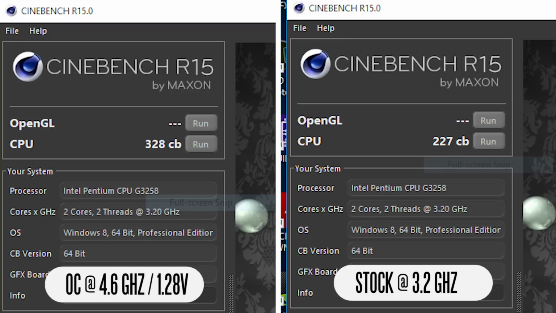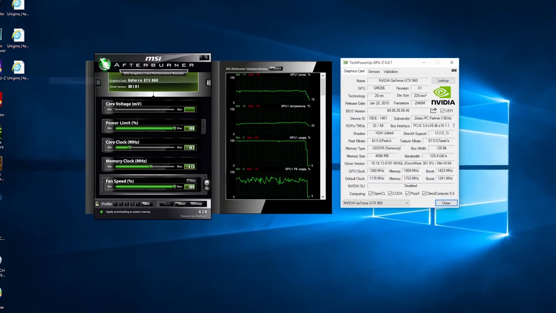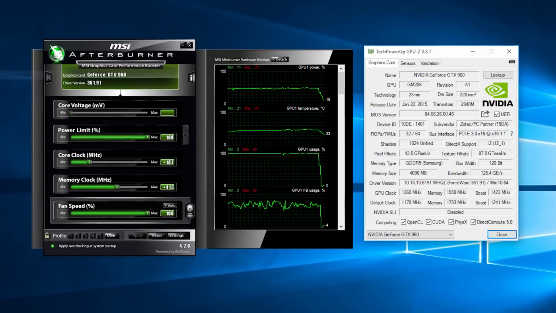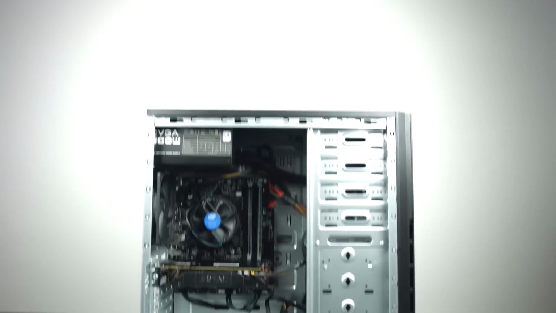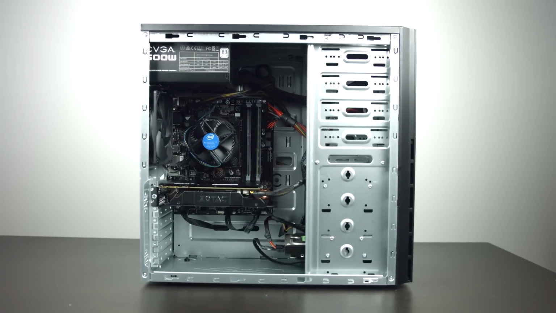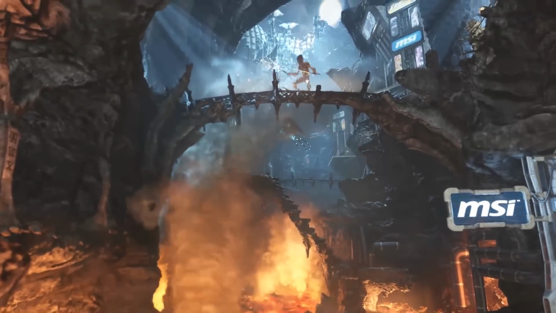Now, in terms of our graphics card settings, we did also overclock our GTX 960 to about 1360 megahertz on the GPU core clock, and the memory has also been overclocked to just under 2000 megahertz. Now, with all that said, let's actually take a look at the graphics capabilities of this machine and see what this thing is really capable of with all of our tweaks and all of our settings configured right.